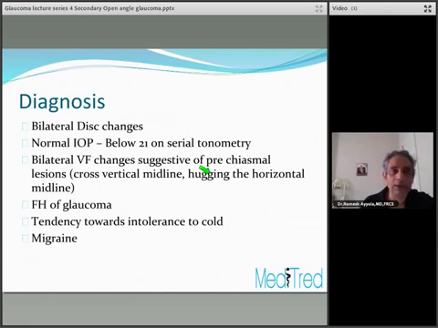So important things for you to remember. It has to be a bilateral disc change. Intraocular pressure has to be normal, and the visual field changes have to be of prechiasmal nature. They have to cross the vertical midline and hug the horizontal midline.